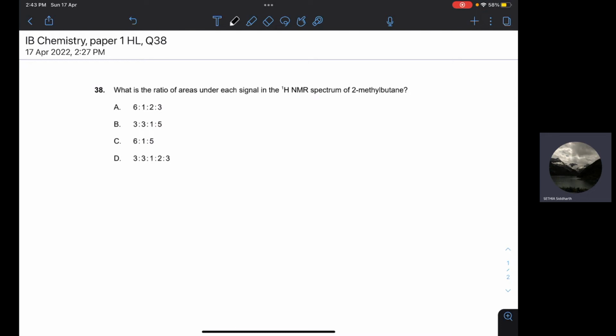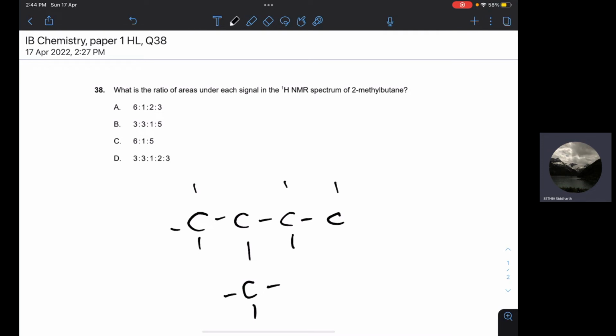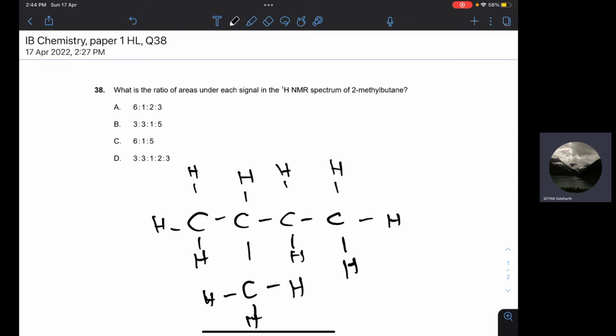So okay, first thing that I want to do is draw out 2-methylbutane. How does 2-methylbutane look? It looks something like this. You have 4 carbons because it's a butane, and it says 2-methyl, so it's going to have a methyl group on the second carbon in butane, and the rest is going to look something like this, right? So this is our 2-methylbutane. Now, how many hydrogen environments does it have?